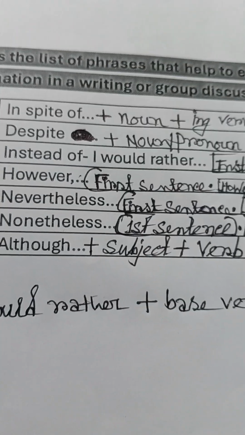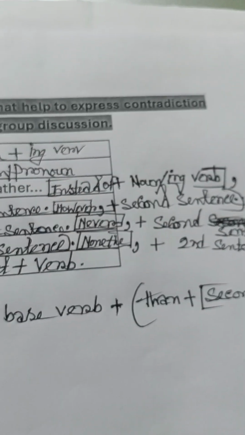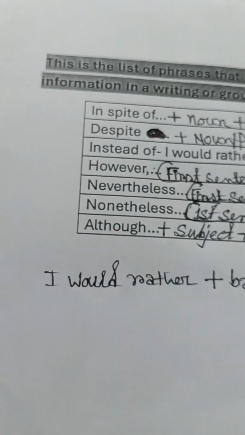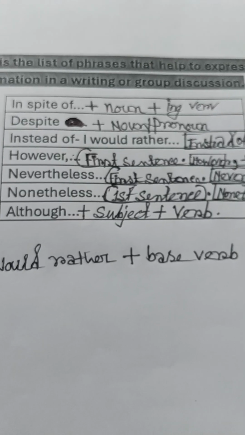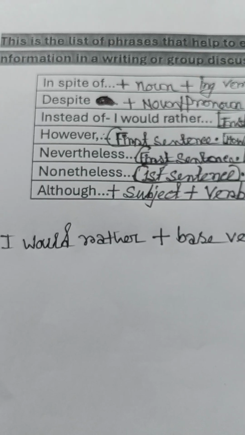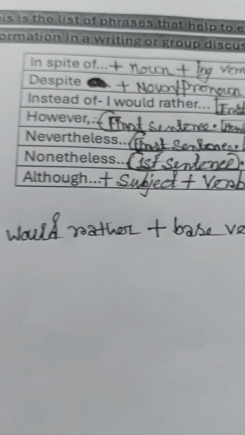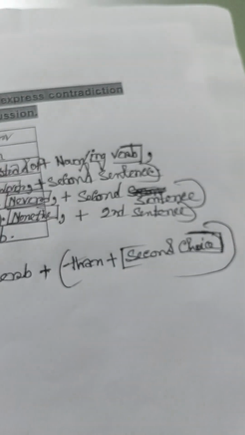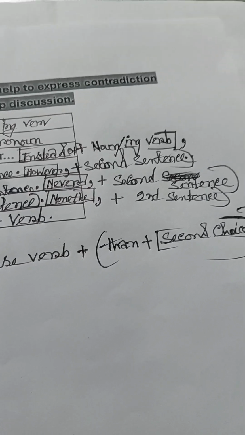And this however, nevertheless, nonetheless, their writing structure or speaking structure is the same. And when I talk about the word although, it's about although plus subject and verb. And this is about I would rather. This is about how to write a sentence with would rather: I would rather plus base verb, then the second choice, what I will choose over one to another.